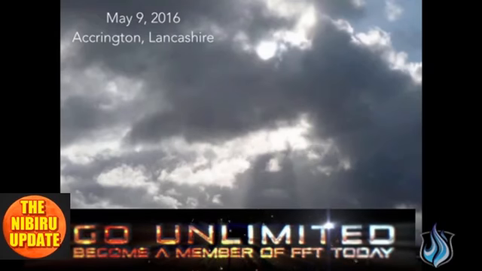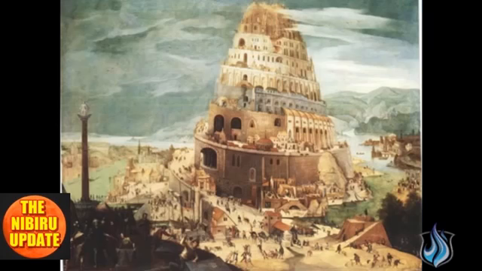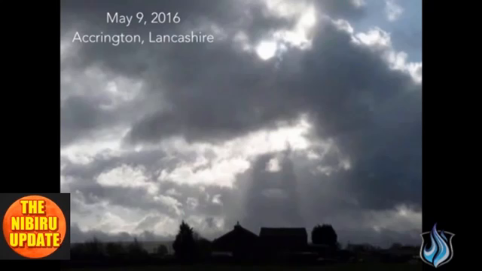May 9th happened to be the day that CERN restarted after the funny little weasel ate a power cord. Right. Ladies and gentlemen, that looks like the Tower of Babel. Does it not? Do you see it?